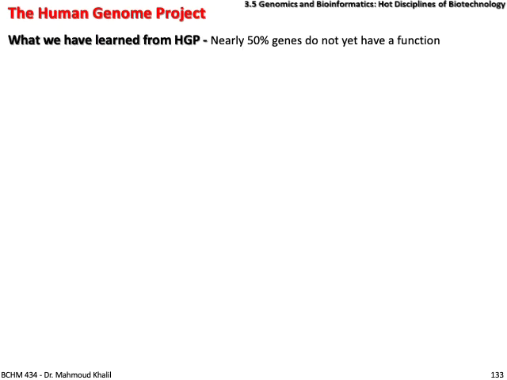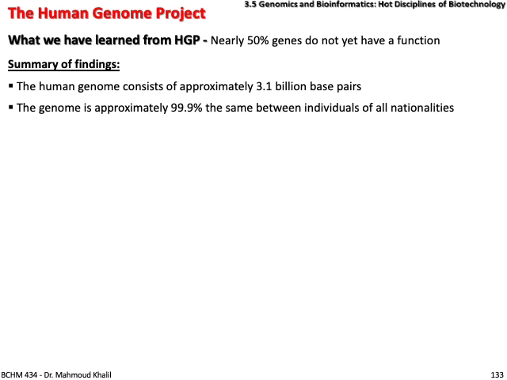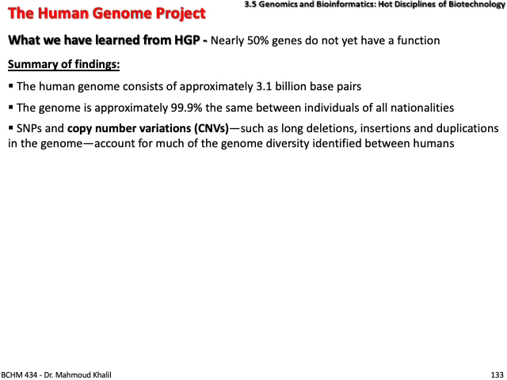So what we have learned from HGP: nearly 15% of genes do not yet have a function. The summary of the findings of the HGP project: 3.1 billion base pairs make up the human genome. Approximately 99.9% of the genome is similar between individuals of all nationalities. There are a lot of SNPs or CNVs, copy number variations, such as long deletions, insertions, and duplications in the genome, and they account for much of the genome diversity identified between humans.